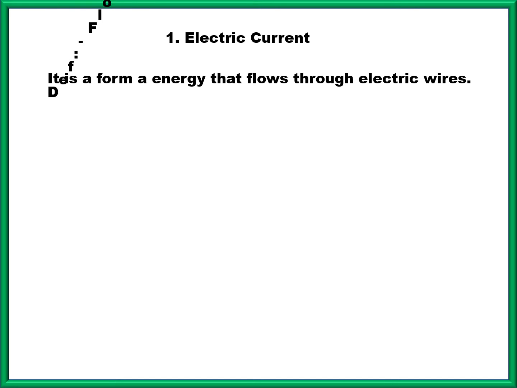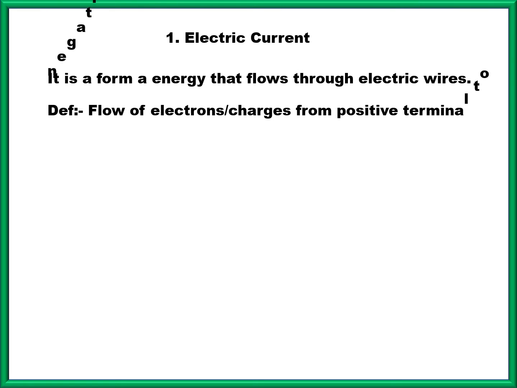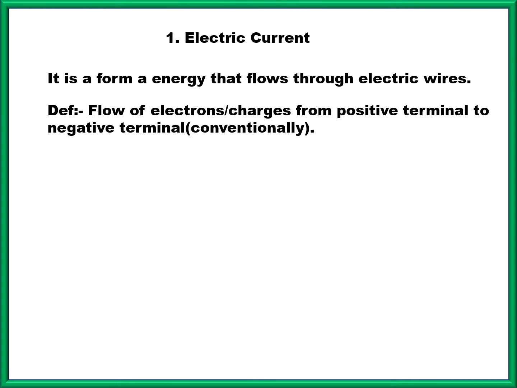Now, the definition of electric current is flow of electrons or charges from positive terminal to negative terminal. Conventionally, means we are saying electric current is flowing from positive terminal to negative terminal. This is just for the study purpose, but in reality it is the other way around. This is an electric cell which has two terminals. Positive means the part that you're seeing here upside, it is positive, and this bottom side it is negative. In fact, the whole body of the cell is negative.